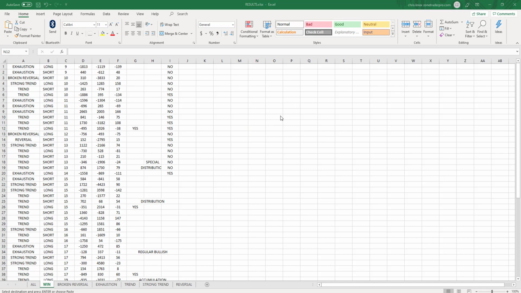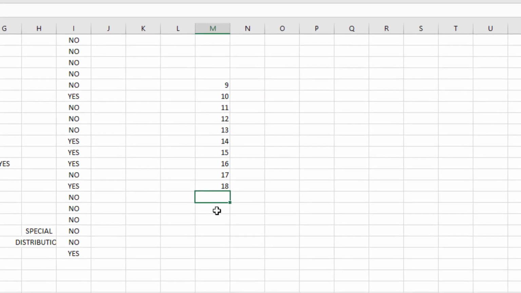So now it's a matter of doing a little math. I'm going to put 9, 10, 11, 12, 13, 14, 15, 16, 17, 18, 19, 20. I'm going to go ahead and create an 11 point spread here, and the numbers 9 through 20 reflect how many wins we would have had with a 9 tick profit target.